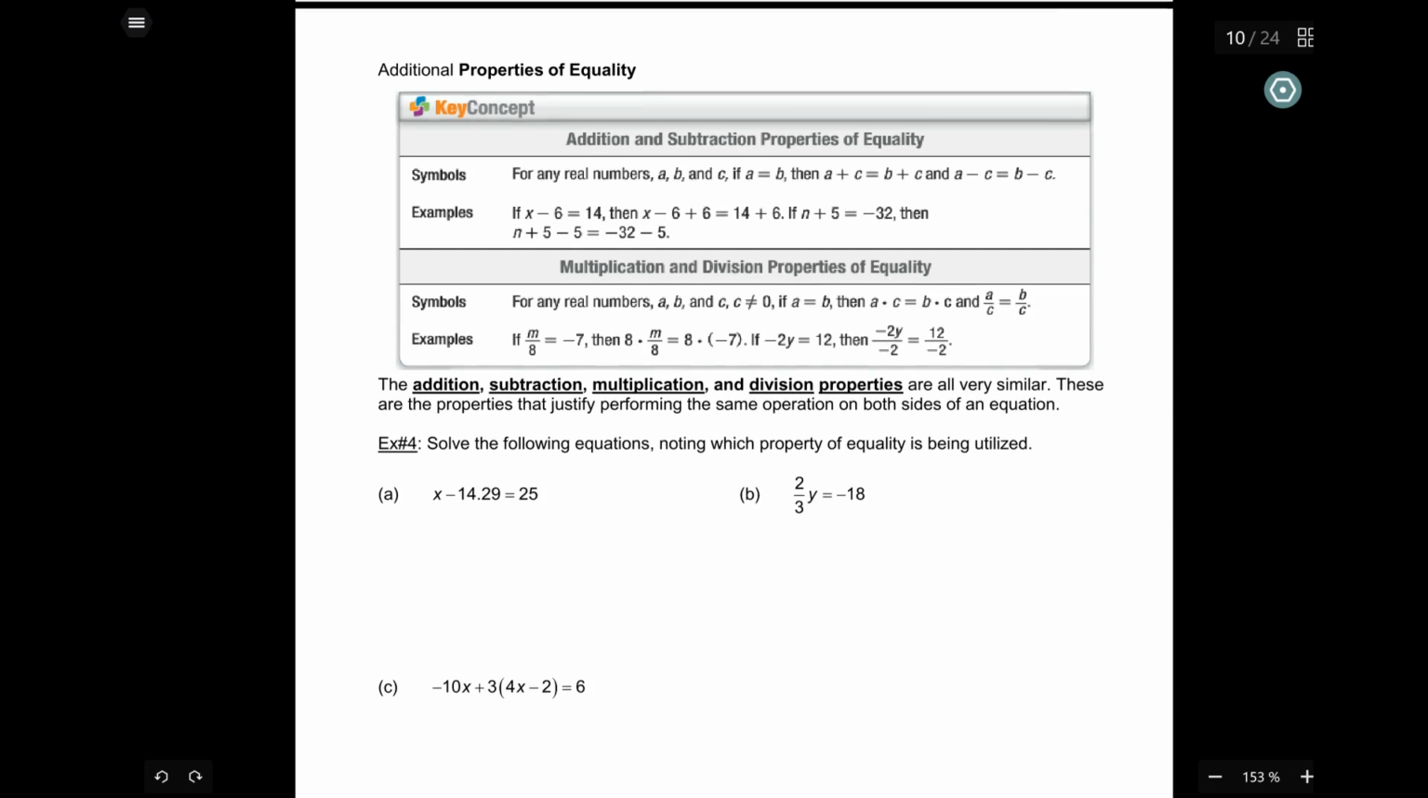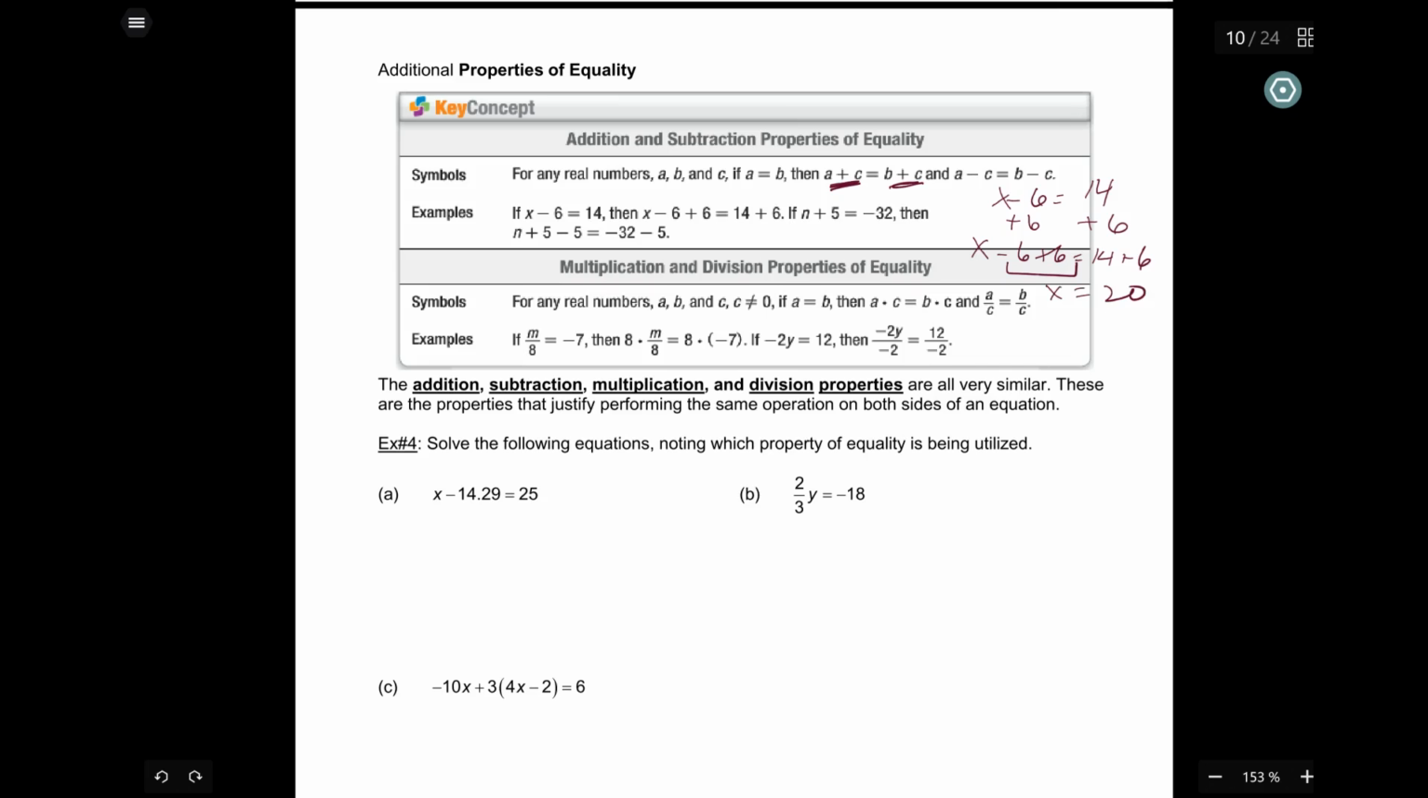Alright, additional properties of equalities. For any real numbers, if a is equal to b, then a plus c is equal to b plus c. Literally this just means whatever you do to one side, you have to do to the other. If I'm solving x minus 6 equals 14, then we have x minus 6 plus 6 is equal to 14 plus 6. These cancel out, so we have x is equal to 20.